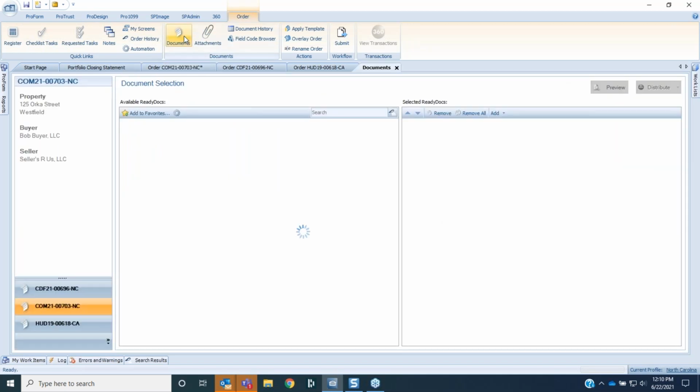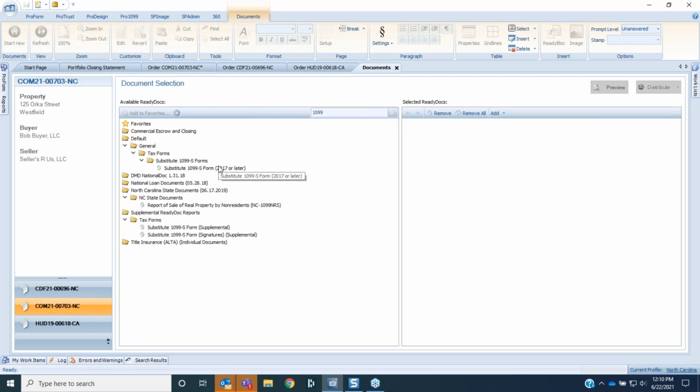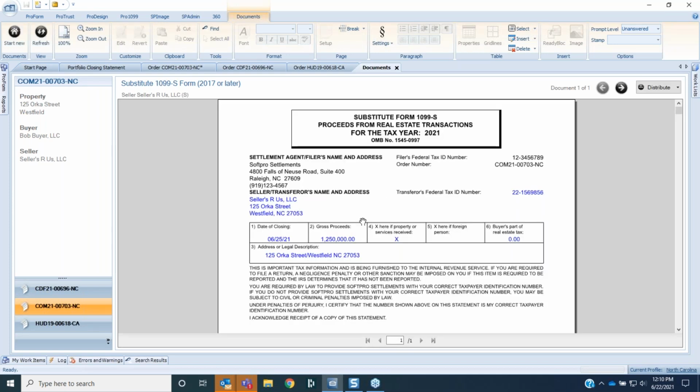I'm going to go into my documents. I'm going to pull up my 1099 for my seller. And when I preview my document, I'm going to see that that property services received box has been marked off. So I am able to submit a 1099 to the seller. I am able to upload a 1099 to the IRS. We could use the IRS Fire site, but when we upload it, it is going to be flagged that this is part of a 1031 exchange.